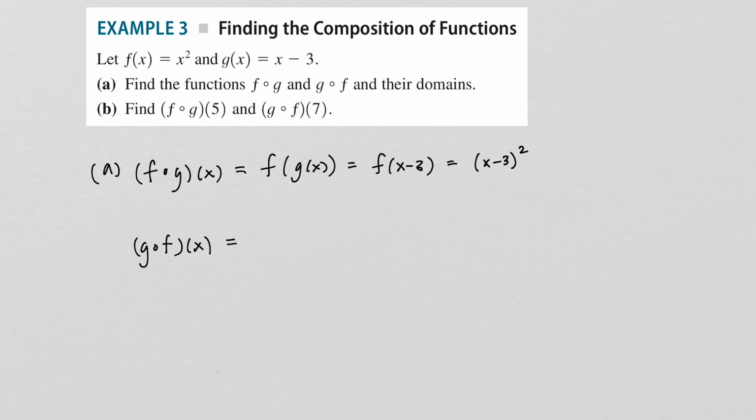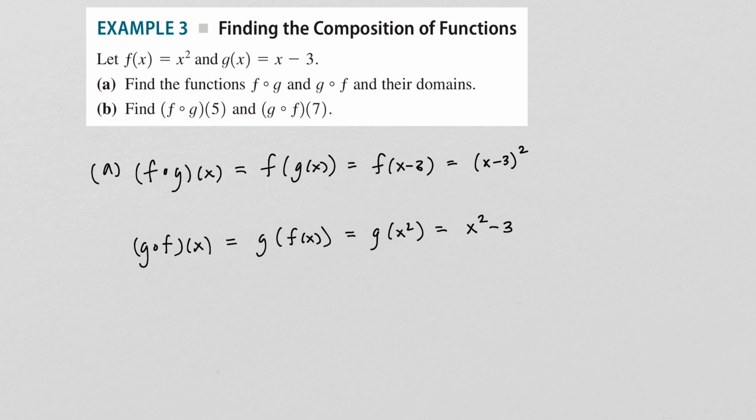Now g of f of x is just the other way around. So now we are plugging f of x into g of x. And so since f of x is x squared, this is equivalent to doing g of x squared. And in this case, we're taking x squared and we're plugging it into here. And if you do that, of course, you are going to get x squared minus 3.